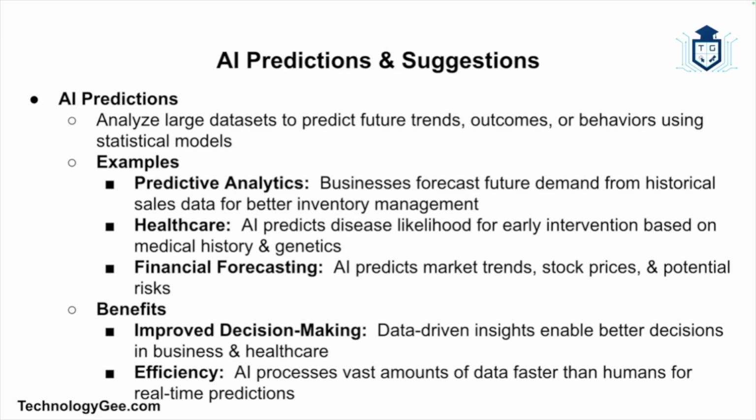It's also used in financial forecasting. AI is used in the finance industry to predict market trends, stock prices, and even potential risks. Some of the benefits include improved decision making. AI predictions provide data-driven insights that can guide businesses or healthcare providers in making better decisions, and it offers efficiency. AI can process vast amounts of data more quickly than humans, offering real-time predictions.